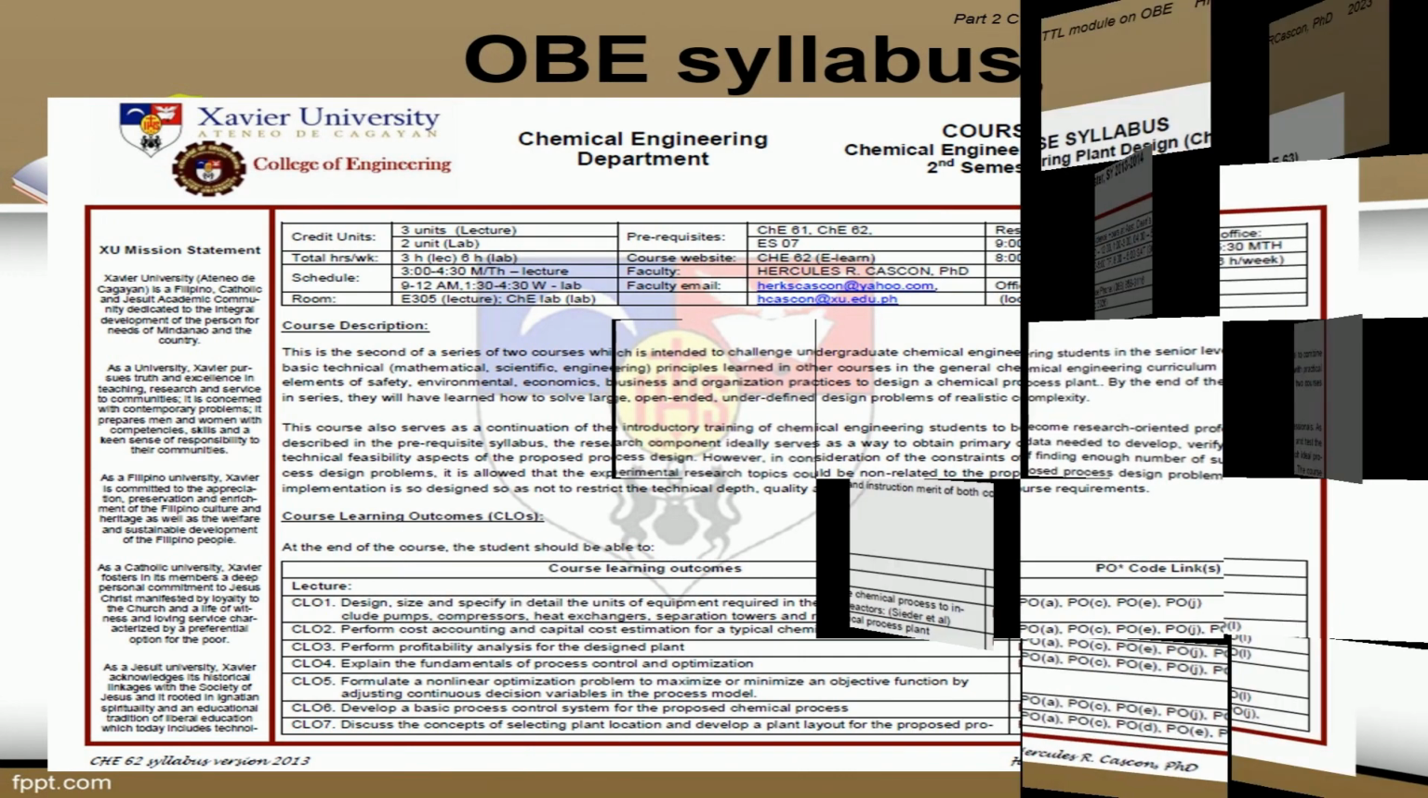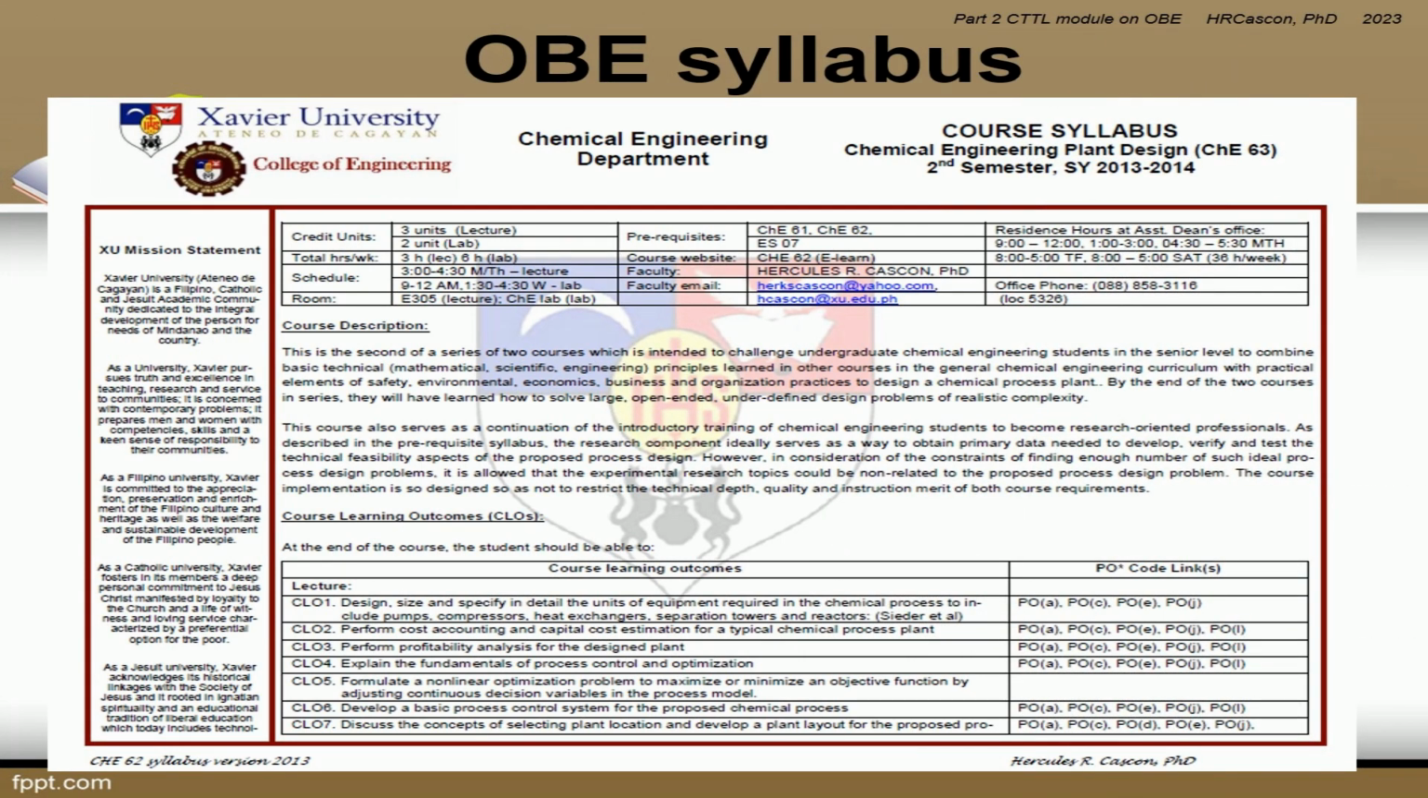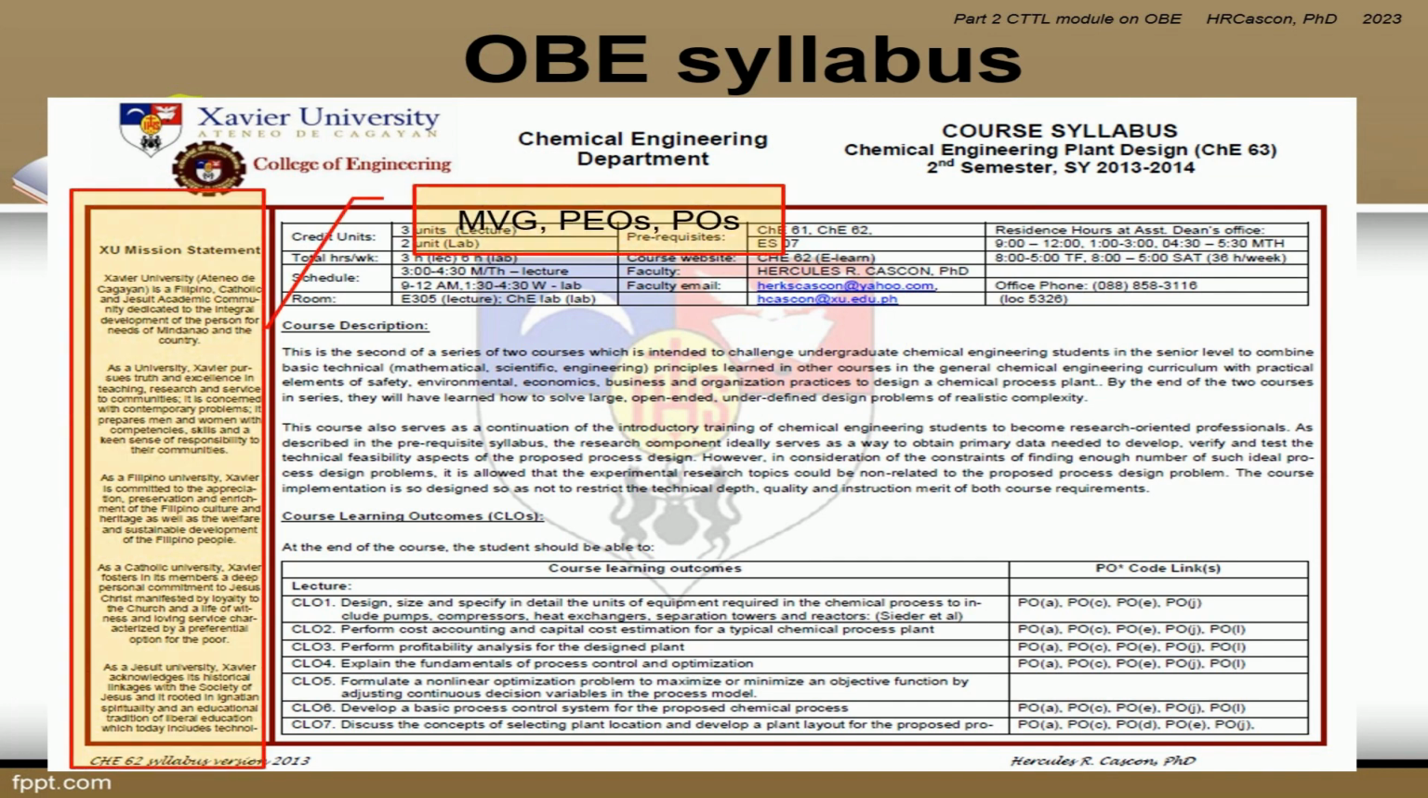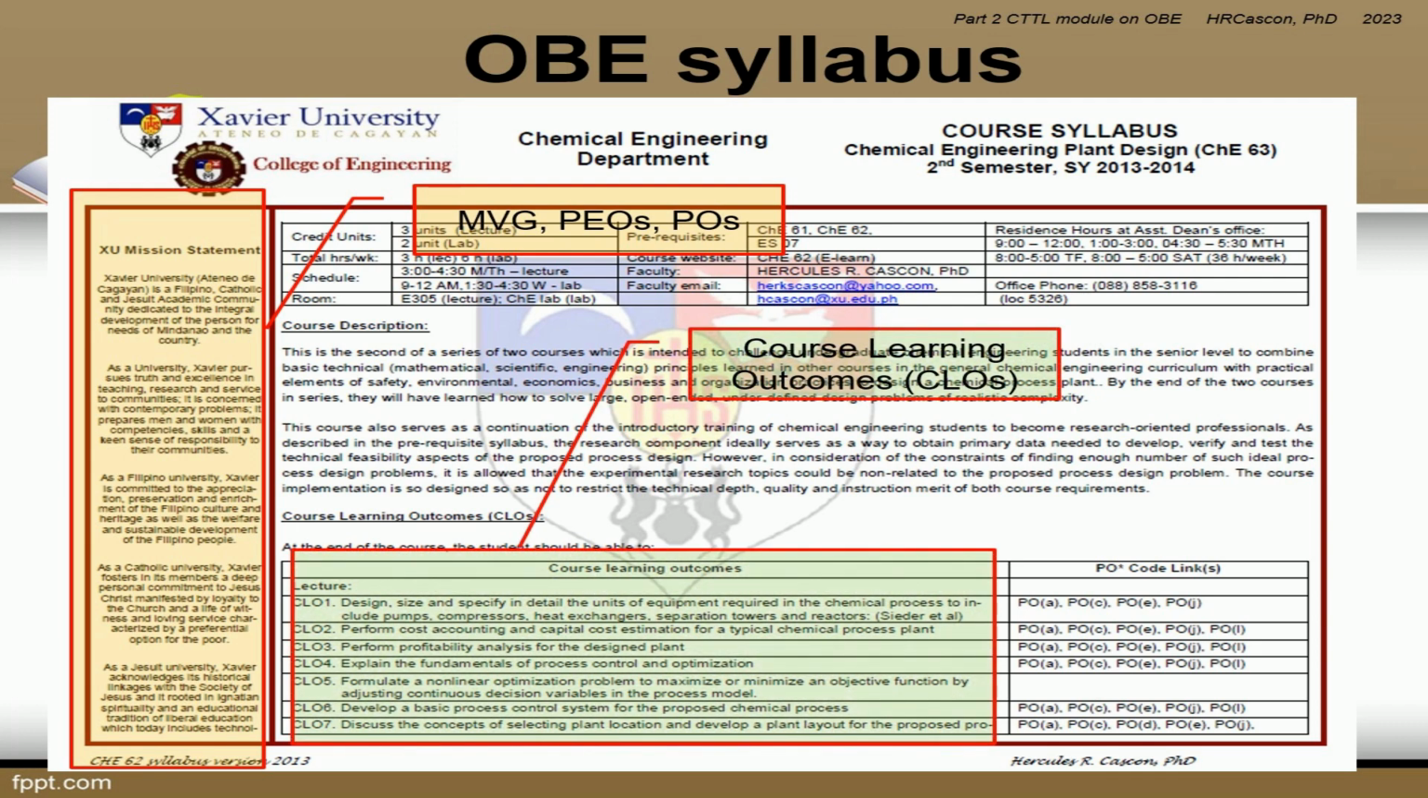Shown here is an example of an OBE syllabus. Kindly remember the crucial presence of the university VMG statements, the program educational objectives, and the program outcomes. The course learning outcomes that we write should connect and align with the program outcomes. We show the alignment and connection through the use of the CLO-PO link matrix, as shown in our example. Each course learning outcome is linked to some aligned program outcomes.